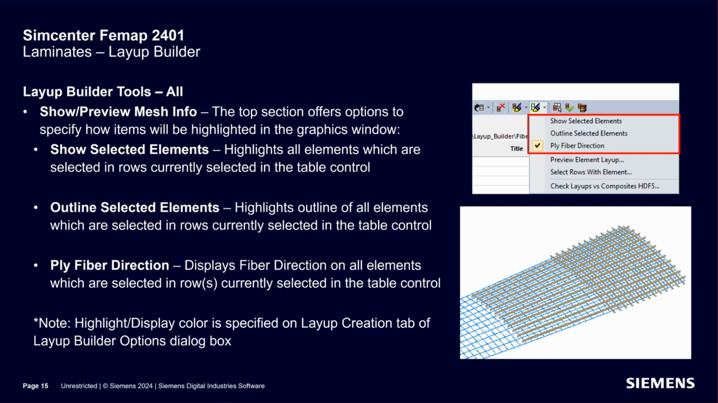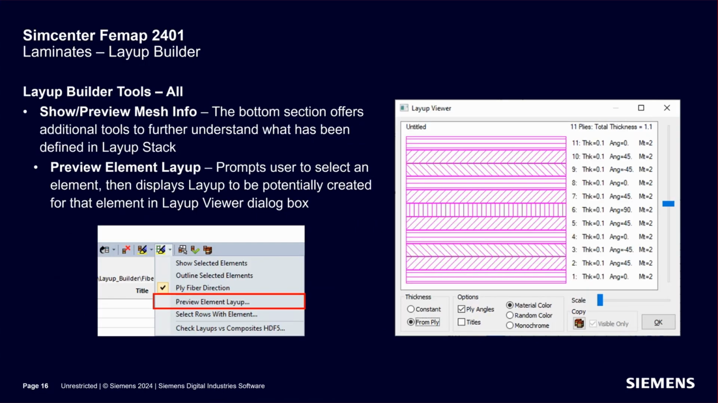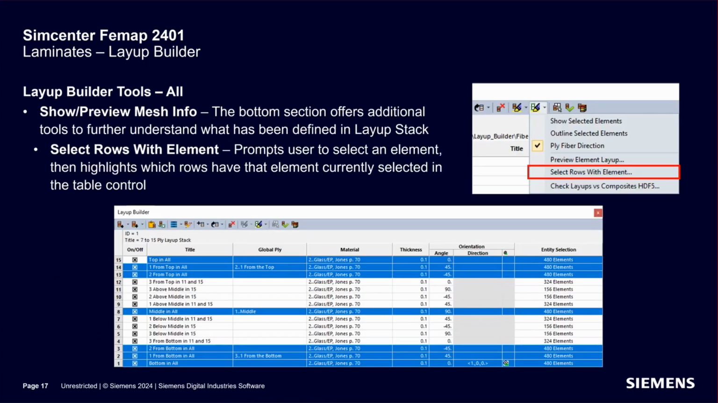You can preview the element layup itself, and that'll actually show you our layup viewer with the layup that will be created for that particular element. So at any time, if you just want to see what's going to happen at that particular element, you can just use that preview button right there, and it'll bring that up. And then you can just select rows with an element. So again, you can just pick an element, and it'll show you what ones it's going to do. So again, this takes a little bit more time up front, but then it can automatically create all your plies and layups and corresponding properties for you.